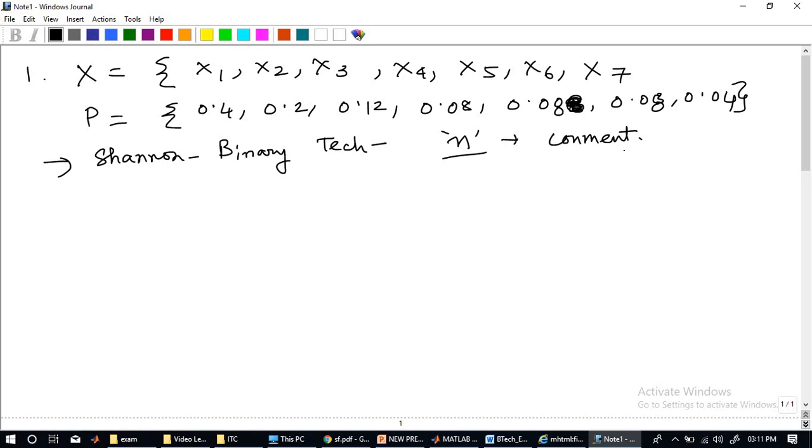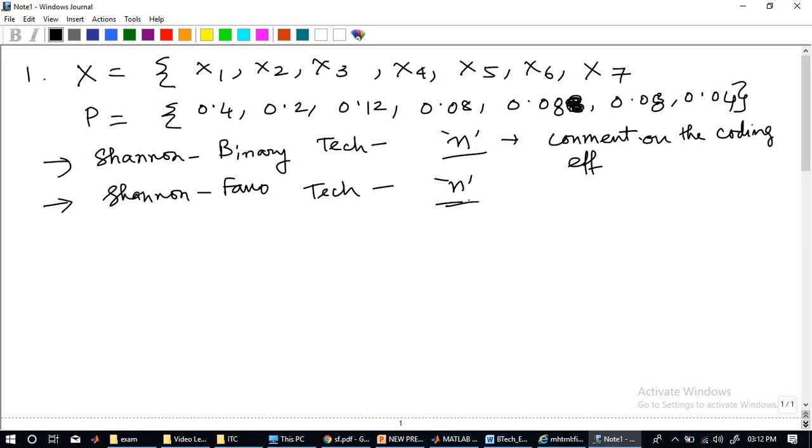Shannon's binary technique is a very old technique and it has its limitations, as we all know from the last day. The efficiency was not that much. So we will see for this example also whether it at all matches. So comment on the coding efficiency. And for the same numerical, solve it using Shannon-Fano and compare the efficiency. Please do it. This is the task that I am giving you.